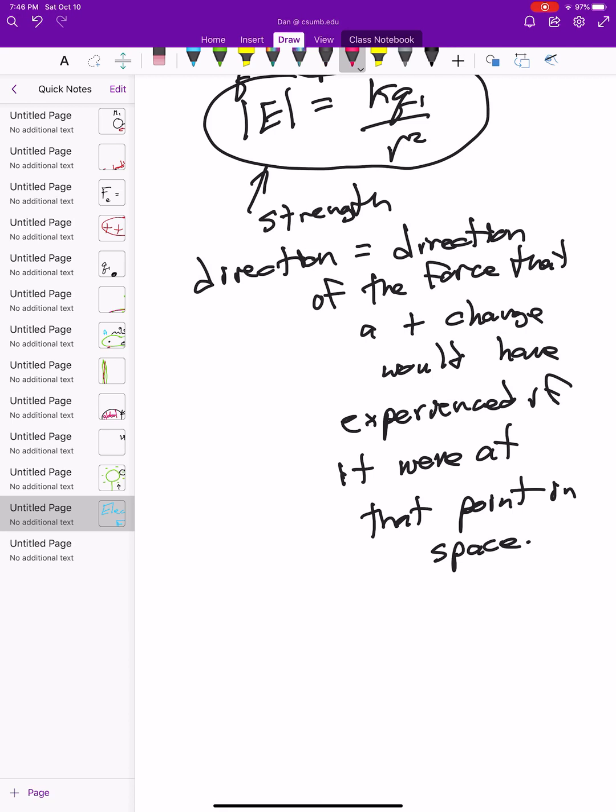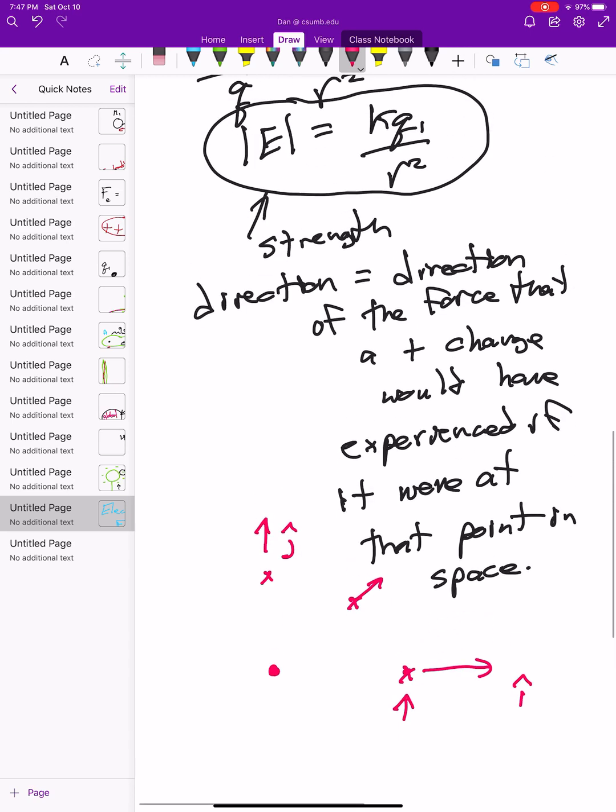Well, let's go back to our original situation here. Let's say I'm interested in that point right there. If there were a little positive charge here, it would experience a force to the right, i hat. If it were here, it would experience a force j hat, if it were a positive charge. That is the direction of the electric field. It's always defined to be the direction a positive charge would feel if it were at that point in space. If it were at this point in space, it would be some combination of plus i hat and plus j hat. Okay, that's your introduction to the electric field.